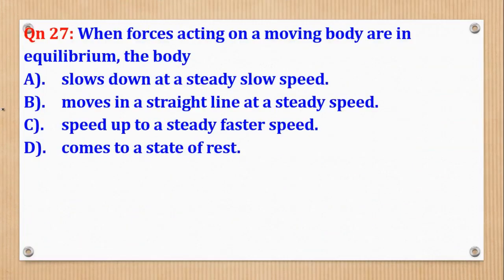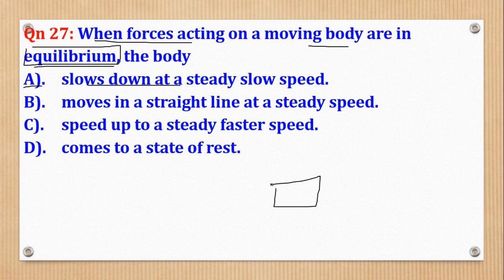Then 27 says, when forces acting on a moving body are in equilibrium, the body, part A, slows down at a steady speed. Remember, they have told us equilibrium and forces are acting. So equilibrium means the forces are equal and opposite. So here they said slows down at a steady slow speed. It is not okay because of this word slows.